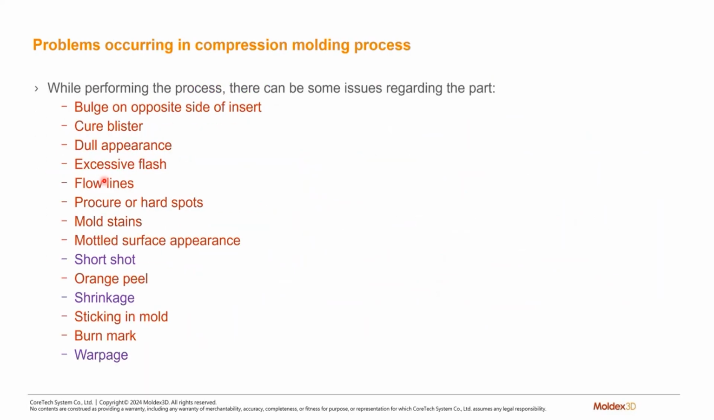This one is the problems occurring in the compression molding process. You will see a lot of problems in compression molding. Here, I will show you short shot, sinkage, and warpage. Why do I mention these three factors? For the first one, short shot, if you don't have enough material, you will have a short shot problem. For the other two, sinkage and warpage, if you cannot control your pressure and temperature well, you will have these issues. Most of our customers always ask us about warpage, how to control the warpage. So here, I just emphasize these three factors for you.